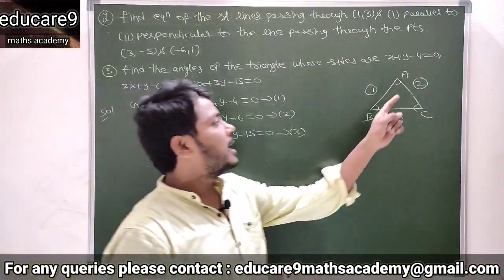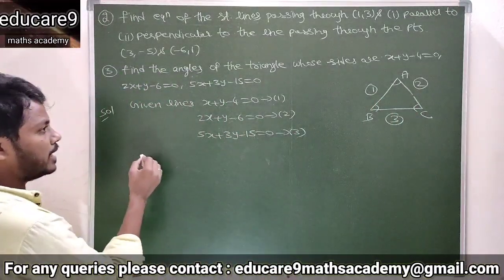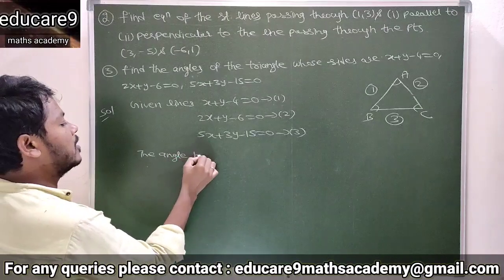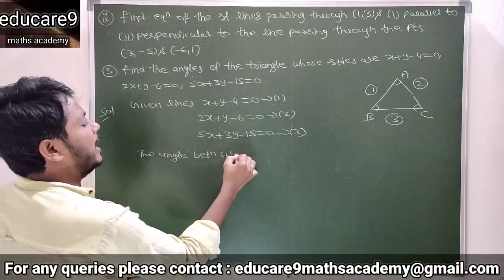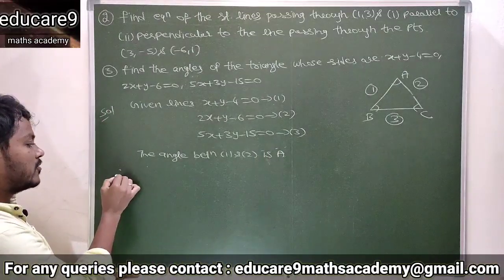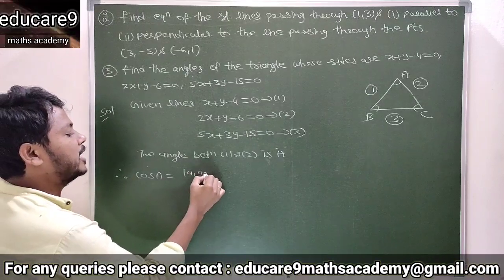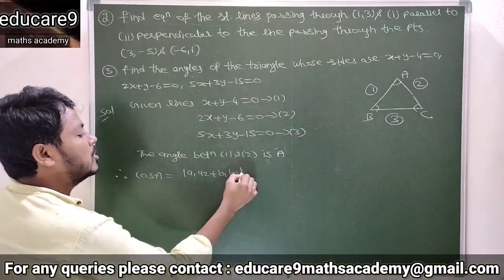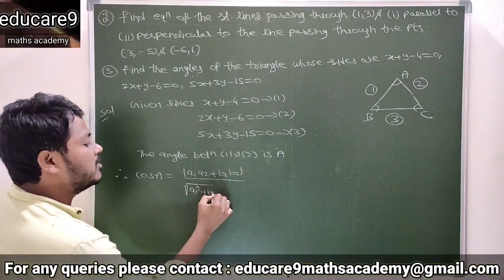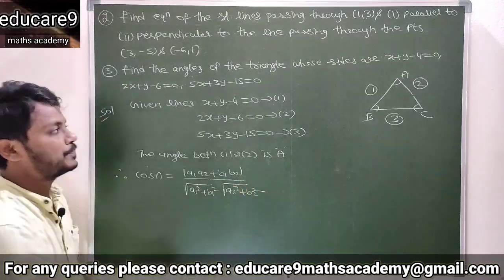So clearly A is the angle between 1 and 2 only. No? So clearly, the angle between 1 and 2 is A. So therefore cos A formula, what is that? Modulus A1 A2 plus B1 B2, divided by square root of A1 square plus B1 square into A2 square plus B2 square.